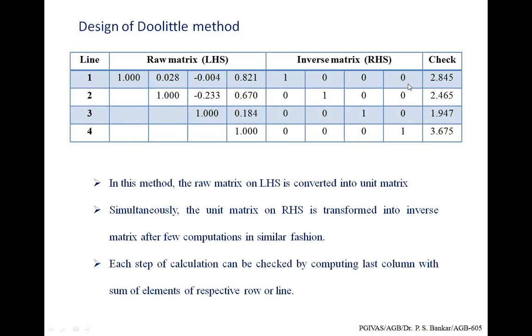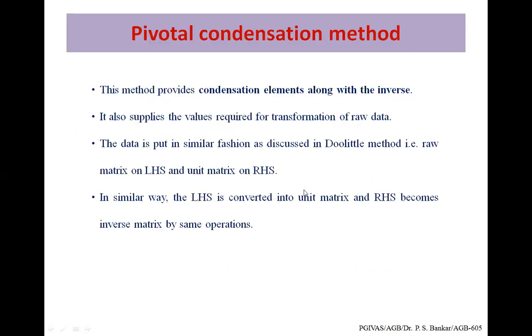How to calculate that we are going to cover in our practical class. But here, what we are doing is transforming this left hand side matrix to this type of unit matrix. So automatically, whatever changes happen on the right hand side will give us the inverse of the matrix. Okay. Then the next method is the pivotal condensation method.